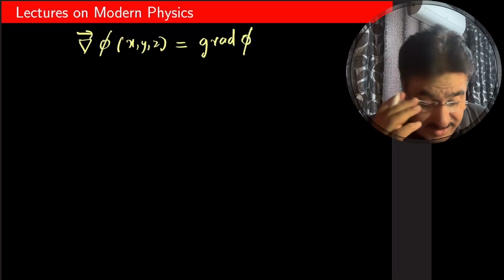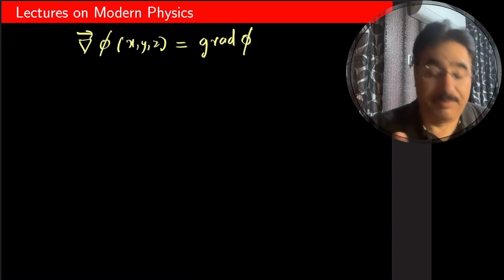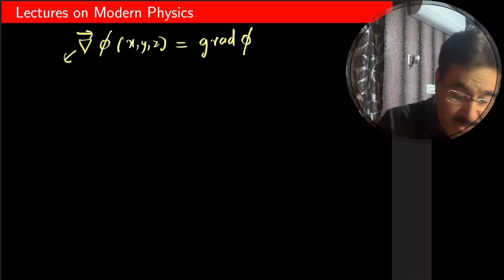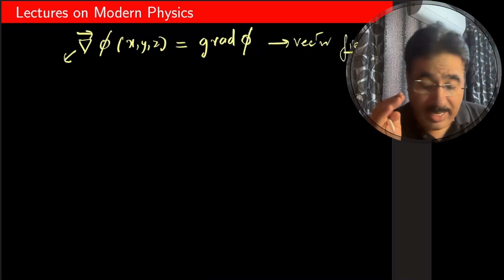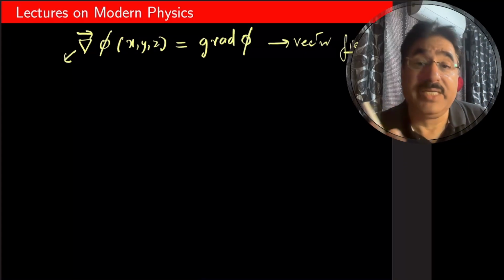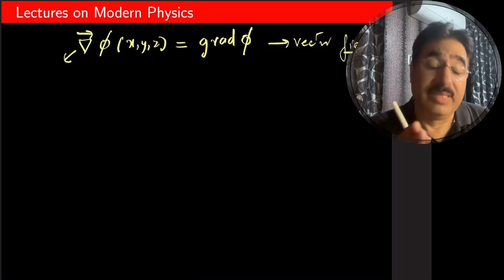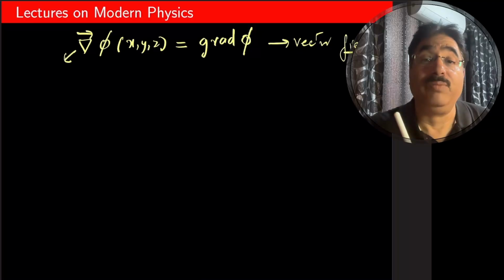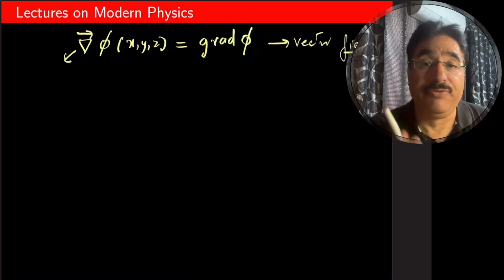So what does it tell me? It tells me how the scalar field changes, but itself it's a vector, because this del is a vector. So this is a vector quantity, it's a vector field, and it has a direction and magnitude. Its direction tells me the direction of the maximum change in the field. So the gradient is always the direction of the maximum change in the field, right?